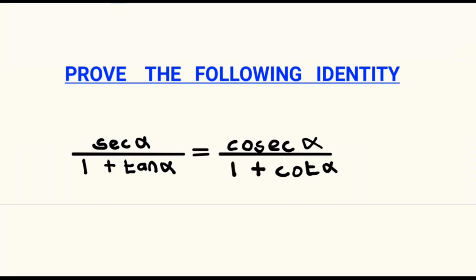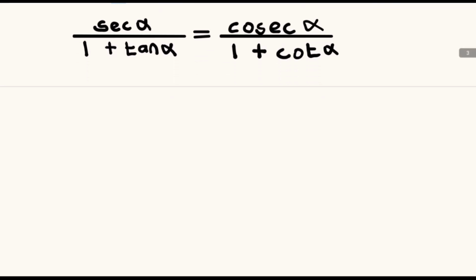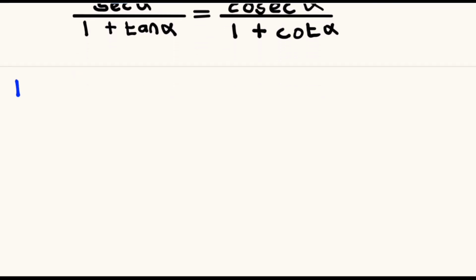We have to prove the following identity. We have sec alpha divided by 1 plus tan alpha, and we have to prove that it equals cosec alpha divided by 1 plus cot alpha. In order for us to prove this, we have to simplify the left hand side and the right hand side concurrently, but let's start first with the left hand side.